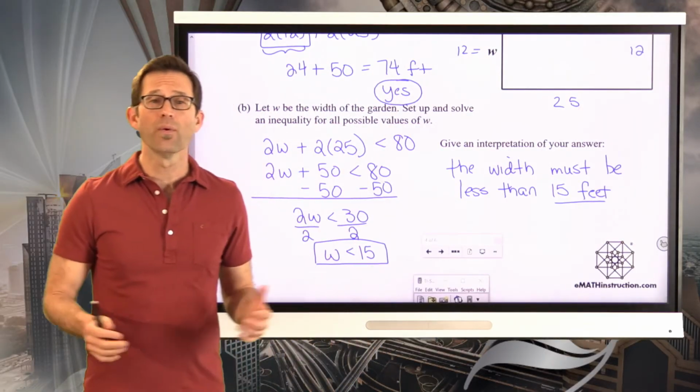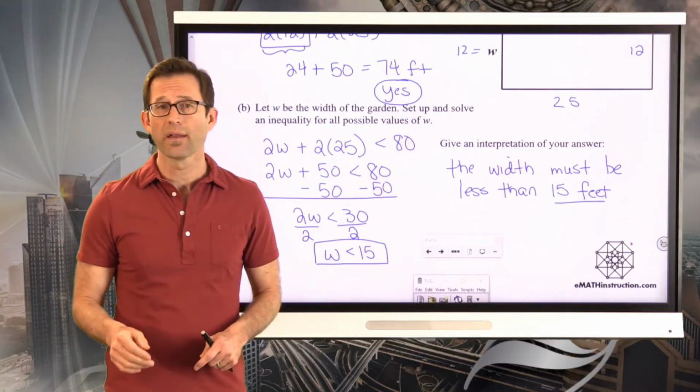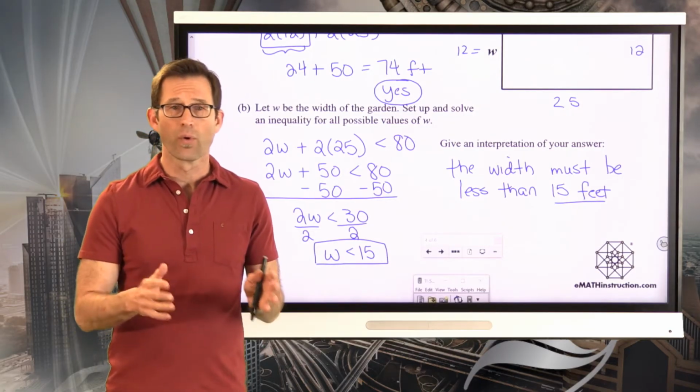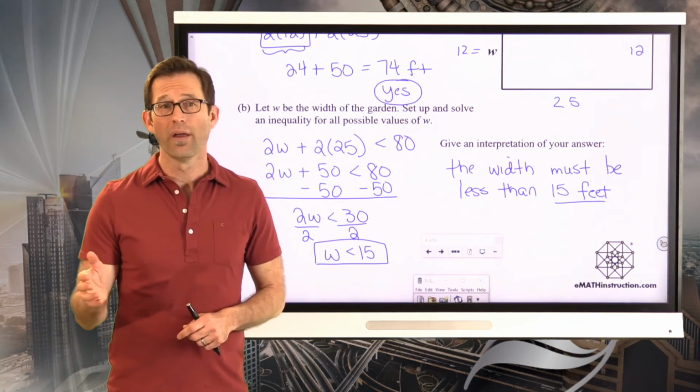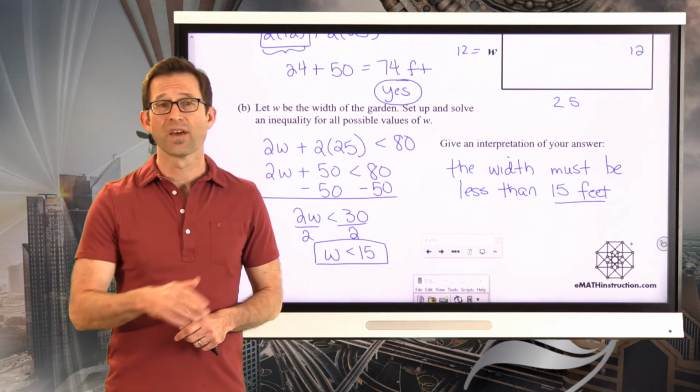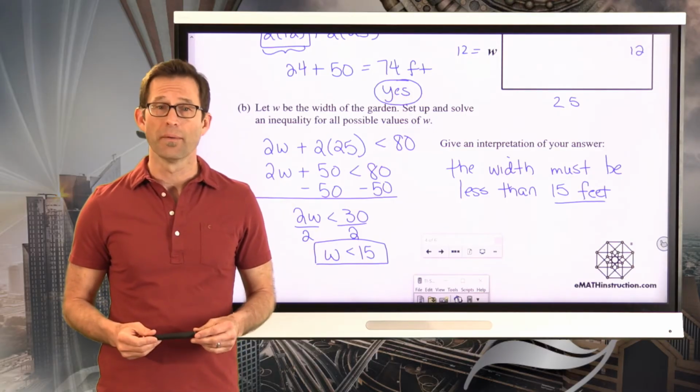All of these things really do have a nice interpretation. The last one that we had, the number of boxes had to be less than 41.6 repeated. Really that means that we could have 41 or 40 or 39, etc. boxes on that truck without exceeding the weight limit.